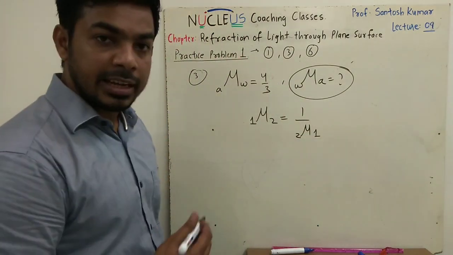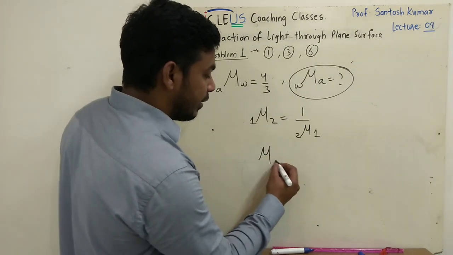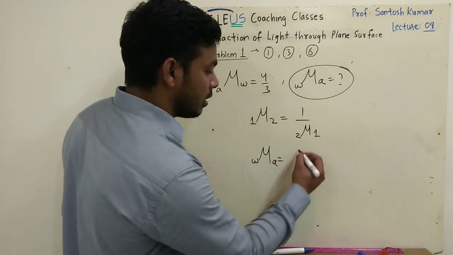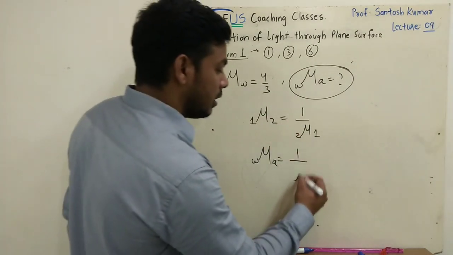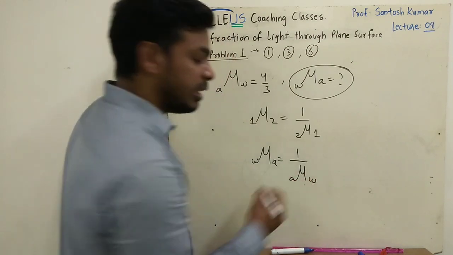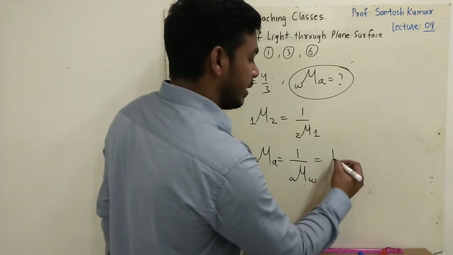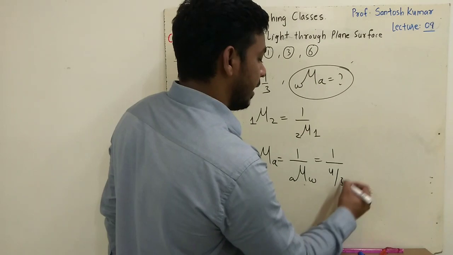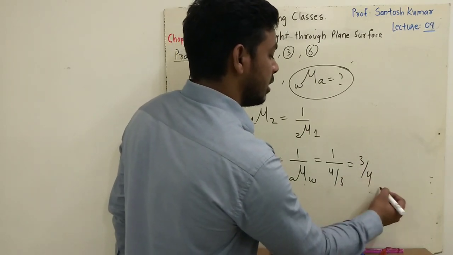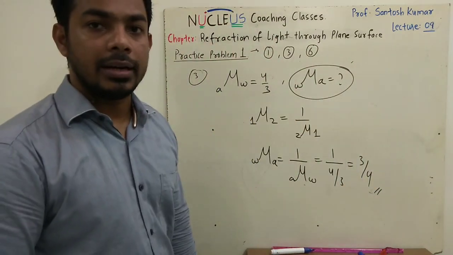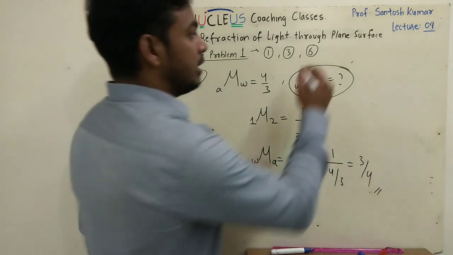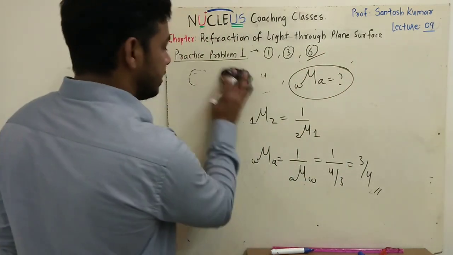So this question is very simple. To get the refractive index of air with respect to water, I can write 1 upon the refractive index of water with respect to air, which can be written as 1 upon 4 by 3, which will be equal to 3 by 4, which is the required answer. Now we'll solve question number 6, which is a longer question.